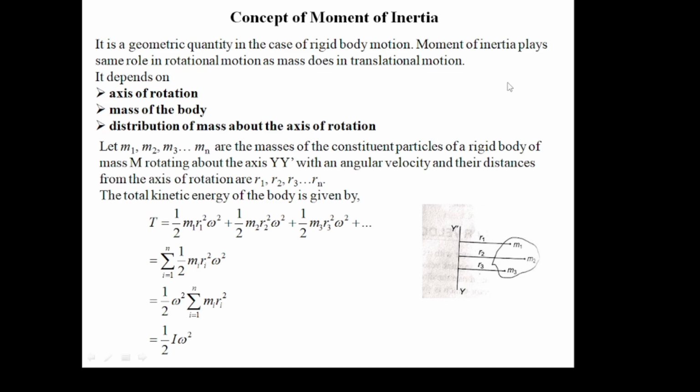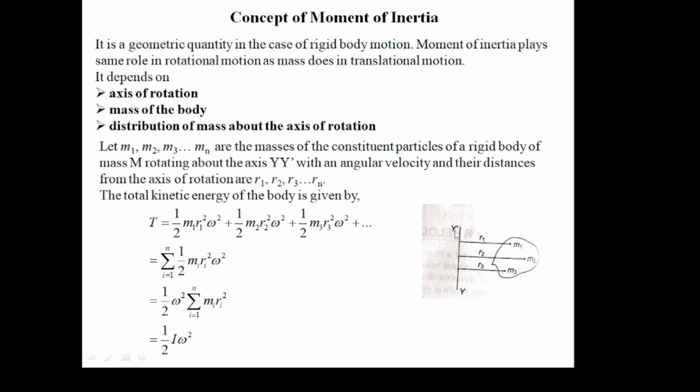Now we will explain the concept of moment of inertia. This is a geometric quantity in the case of rigid body motion. The moment of inertia plays the same role in rotational motion as mass does in translational motion. That means in translational motion the particle mass is m. For rotational motion, the mass is analogous to the moment of inertia, and it depends on the axis of rotation, the mass of the body and the distribution of mass about the axis of rotation.